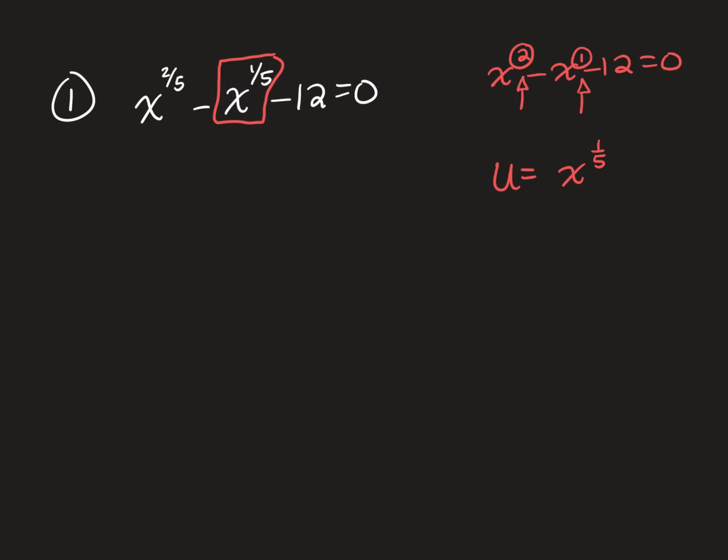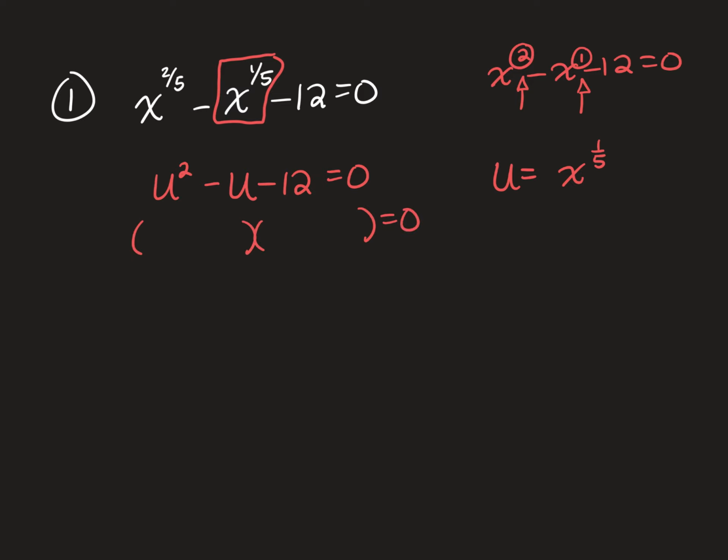So then what I can tell is that I'm going to replace that with u. And then I know that I would have to raise x to the 1/5 to the power of 2. In other words, I have to multiply it by 2 to get 2/5. So then I know that it's going to be u squared. As long as I see the pattern, I can rewrite this as a quadratic really easily. And then I factor it.